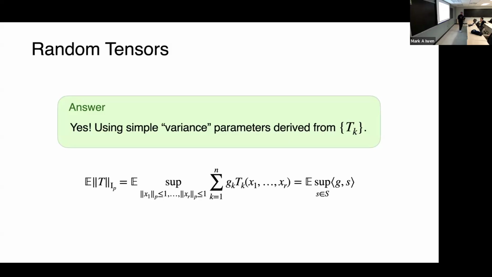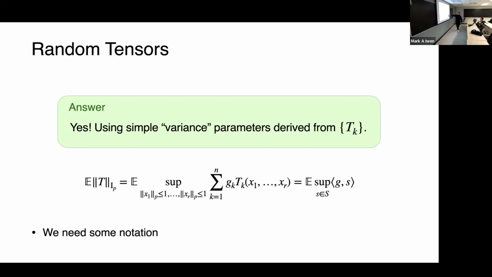This is a random quantity, and I want to understand how it typically behaves as a function of the T_k. First, let's look at the definition and write out the expectation. It can be written as the expectation of a supremum, and because things are linear in G here, this is nothing but a Gaussian process indexed by some potentially complicated set, capital S. So this is just the Gaussian process question, but maybe that's not fair because these can be quite tricky to bound sharply, or even at all sometimes.